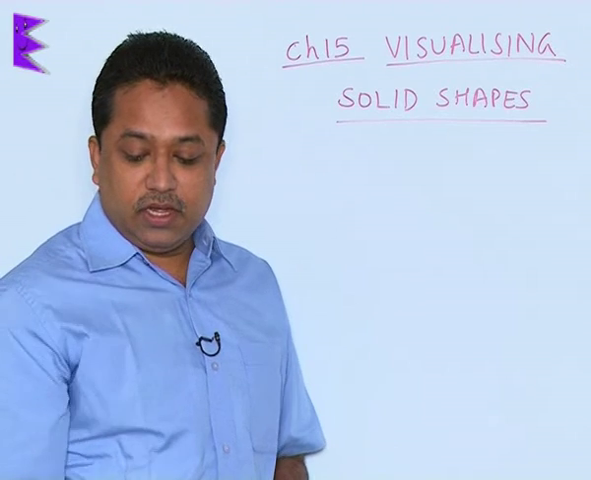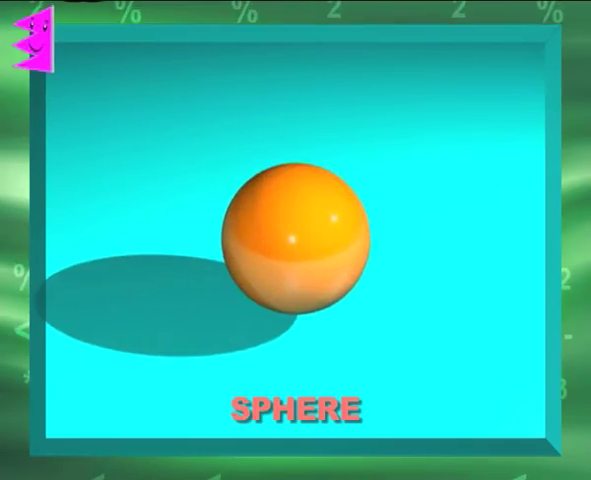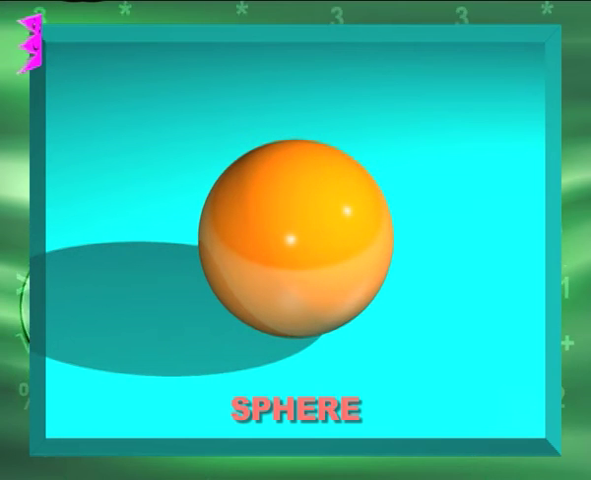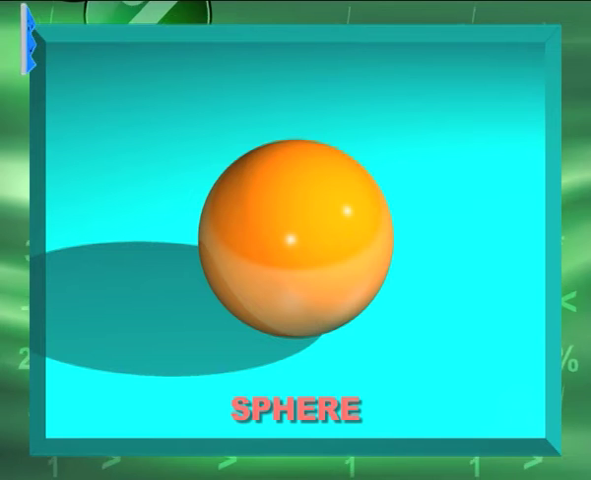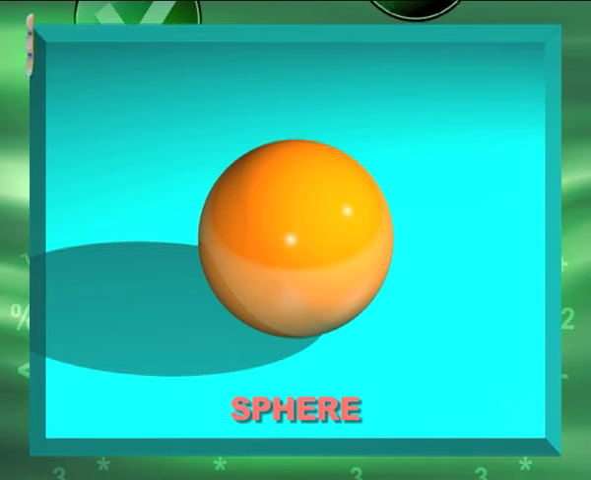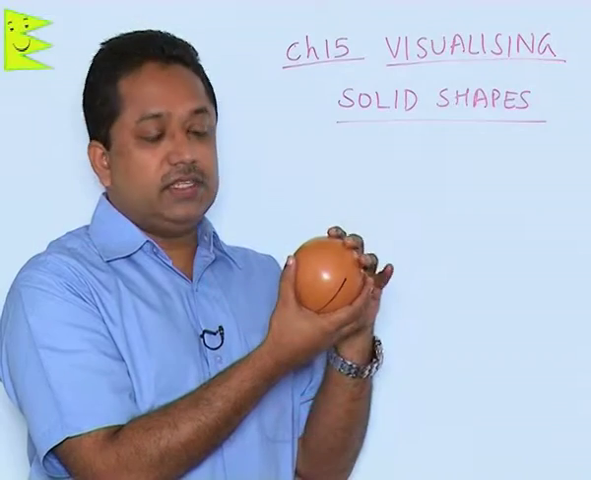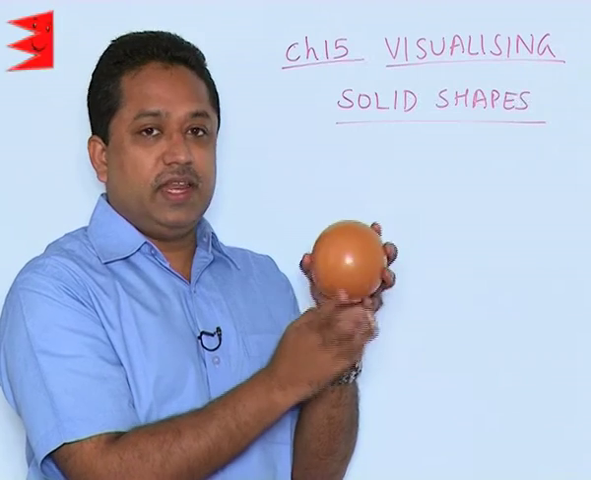Next, we see a sphere. Now, what is a sphere? A sphere is like a football. It is completely covered on all the sides. It is a 3-dimensional figure. A circle is a 2-dimensional figure. So, here we have a sphere. Earth itself is a sphere. All the planets and satellites are spherical in shape.